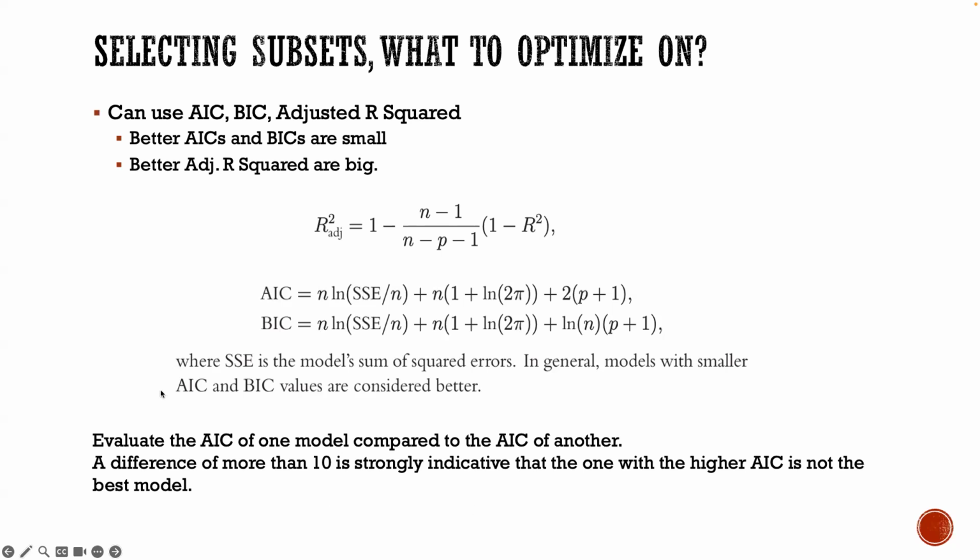So we look for the AIC of one model versus the AIC of another model, or BIC of one model, or adjusted R square of one model. Typically for AIC, a difference of more than 10, this is a rule of thumb, is a strong indication that the one with the higher AIC is not the best model. So a difference of 10 is like a rule of thumb.